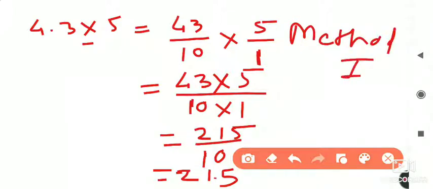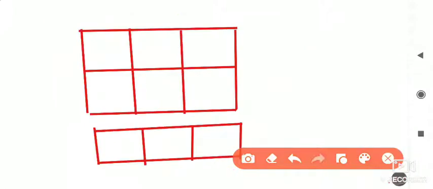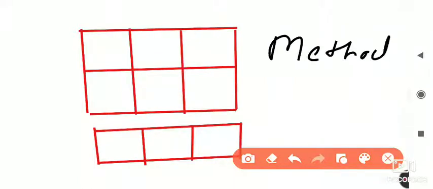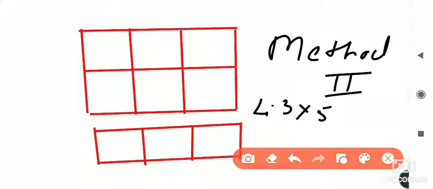Okay, understood, all of you? Note this down. Now we will see the second method, method number 2. Okay, the same multiplication we are going to do, that is 4.3 into 5.